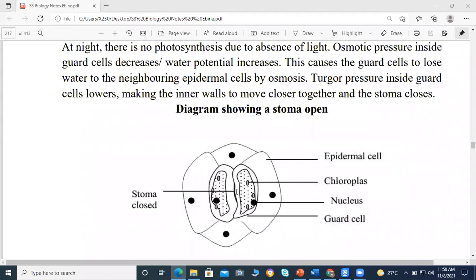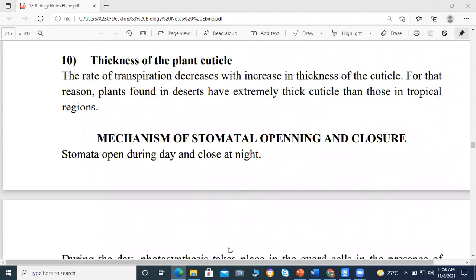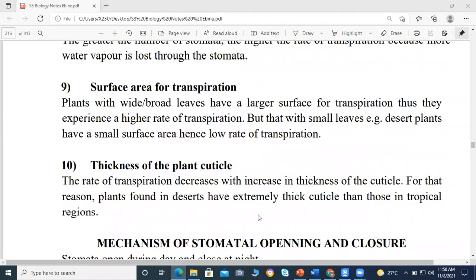Members, let's minimize the noise so that we are able to concentrate here.